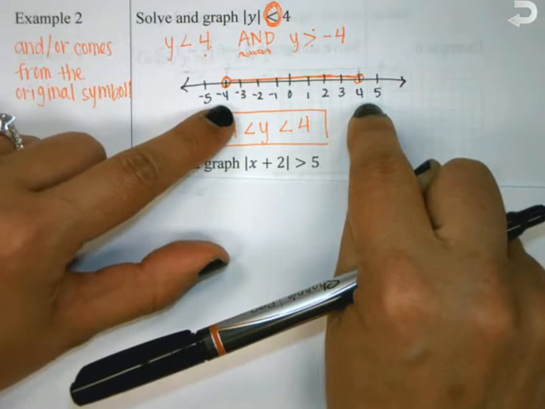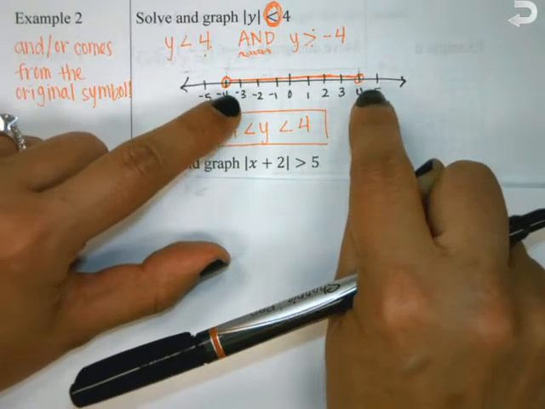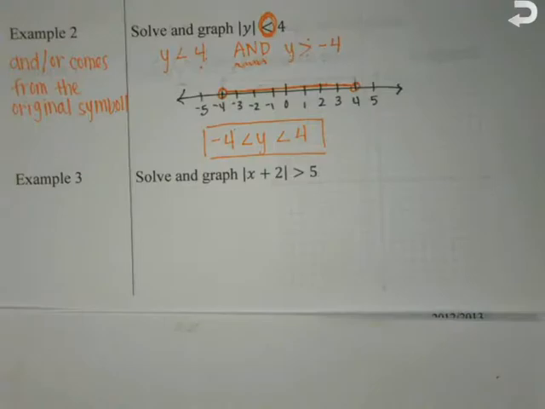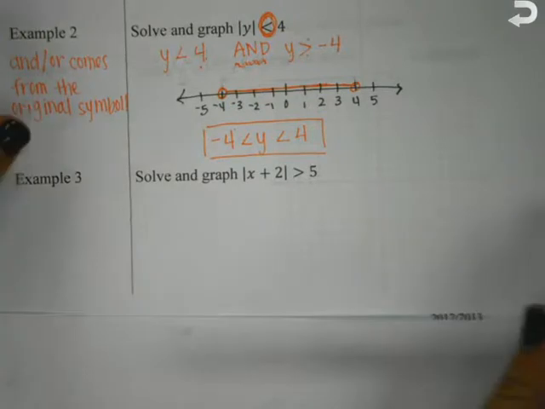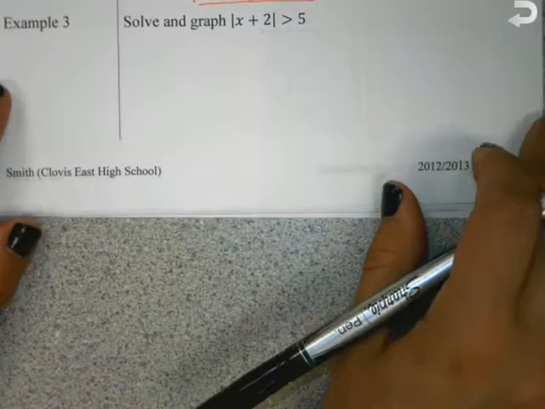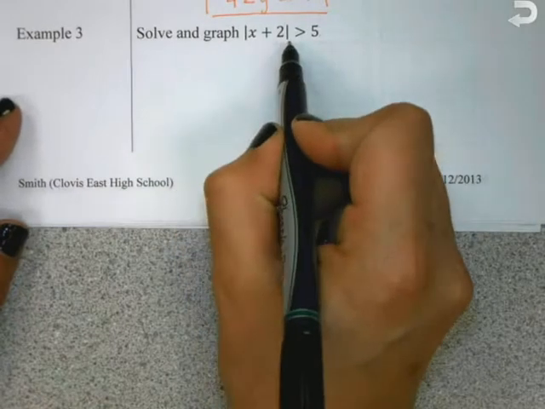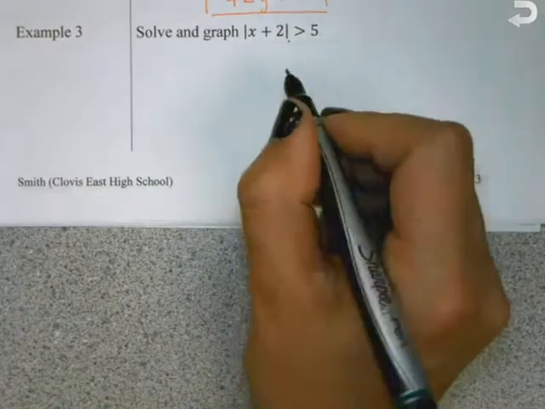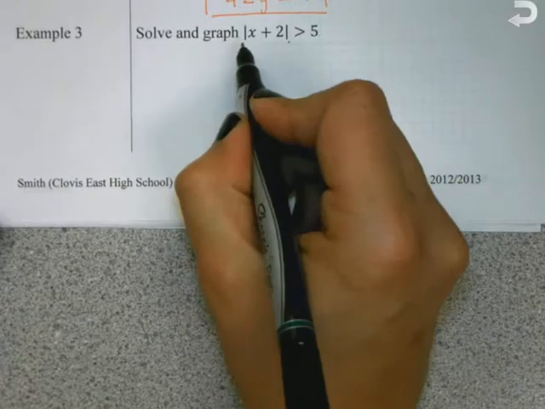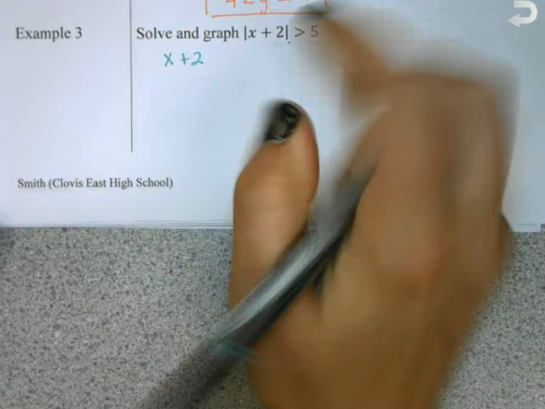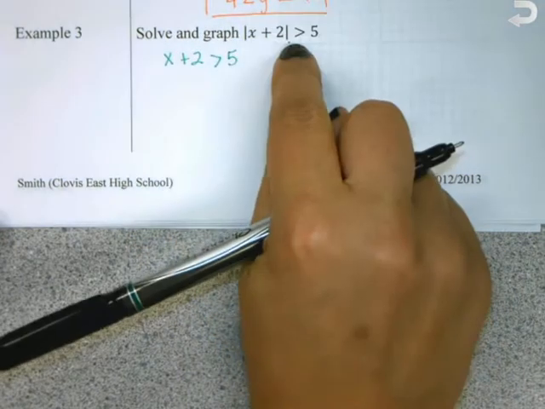Okay, so what happens when your symbol is a greater than? So let's look at example 3. For example 3, solve and graph the absolute value of x plus 2 greater than 5. So in this case, my absolute value is already by itself, so I'm going to split it up, x plus 2 greater than 5. And since my symbol is greater than, my word is or. Okay, so my word is or here.